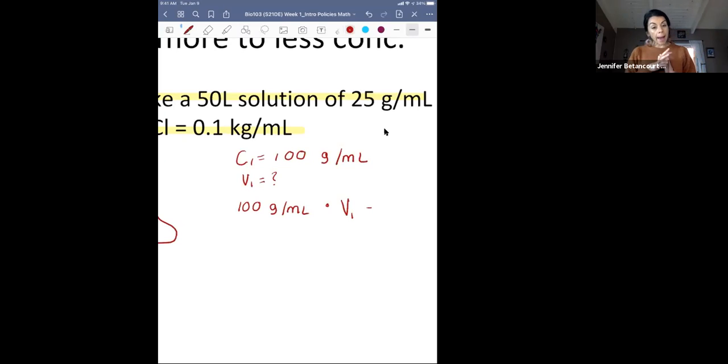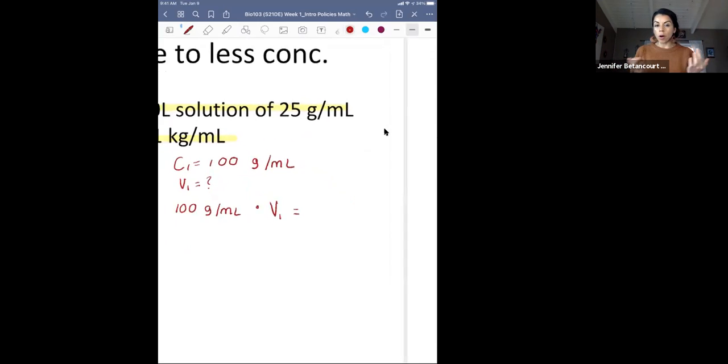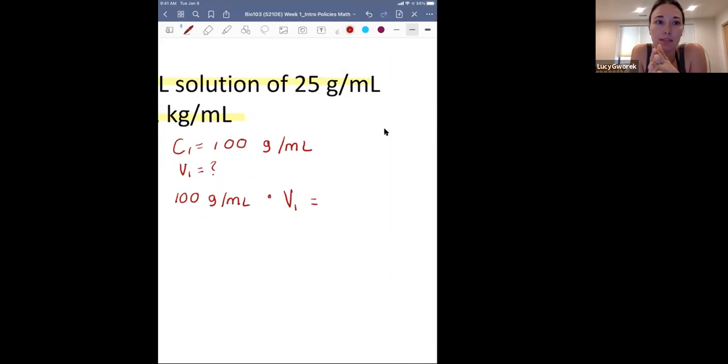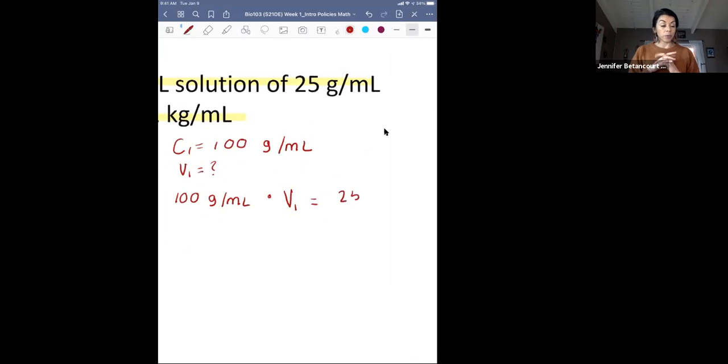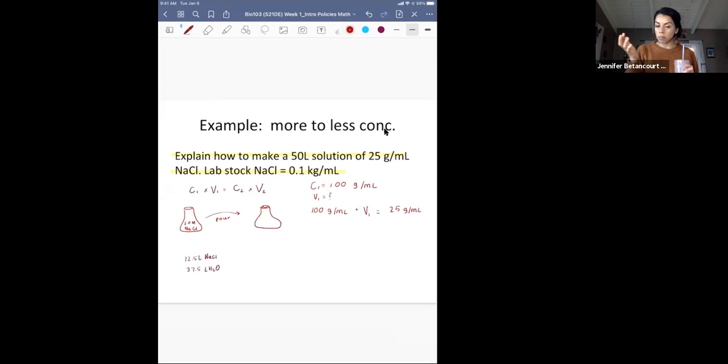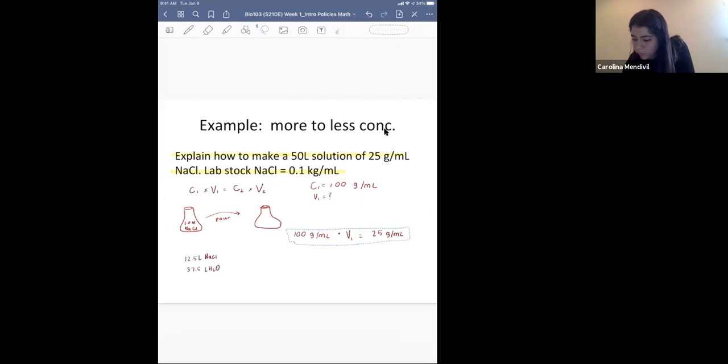Great. Now we go to the other side of the equation. Do we know our C2? Yes. What is it? 50 liters. 25, C2, 25 grams per milliliter. Yep. Okay, so maybe above that 25, you can write C2 so we know what that is. Yeah, I'll just move it over here. Cool. Okay.